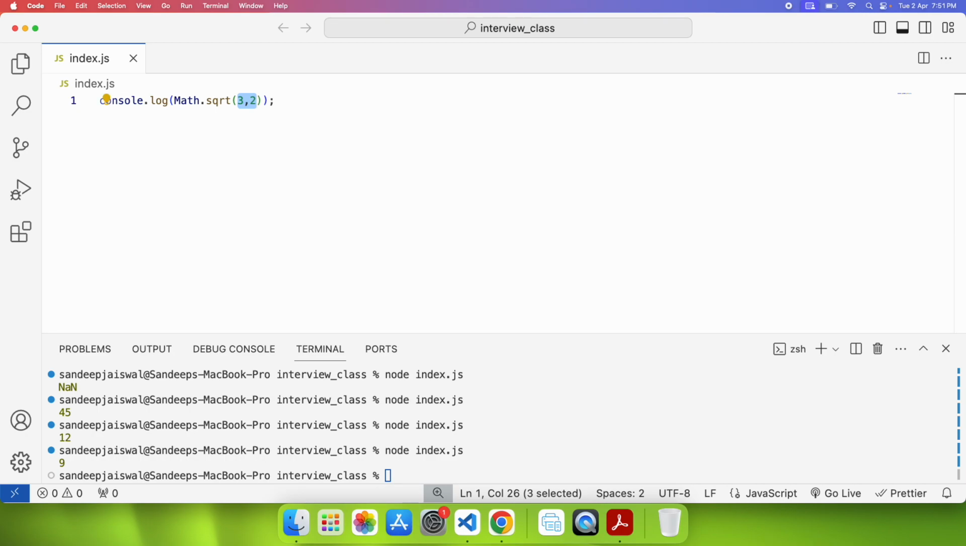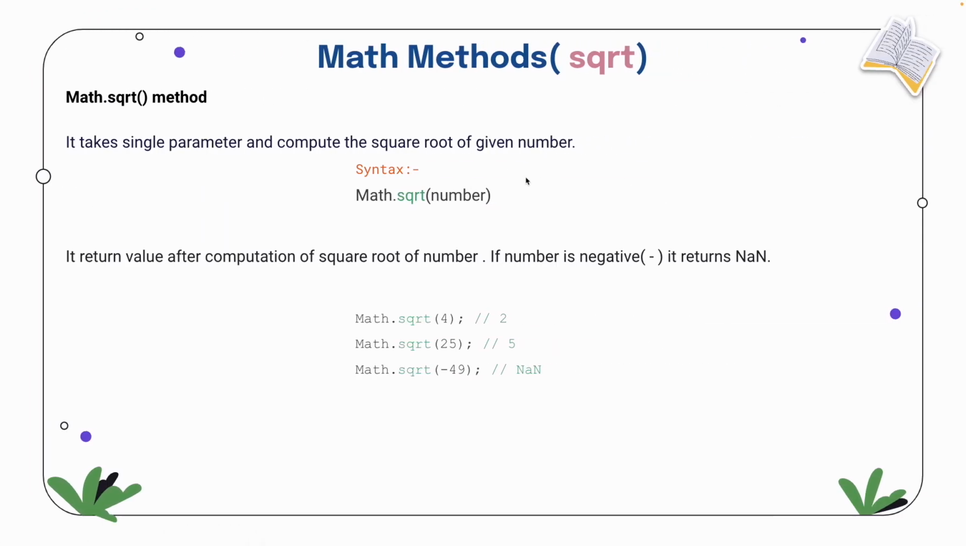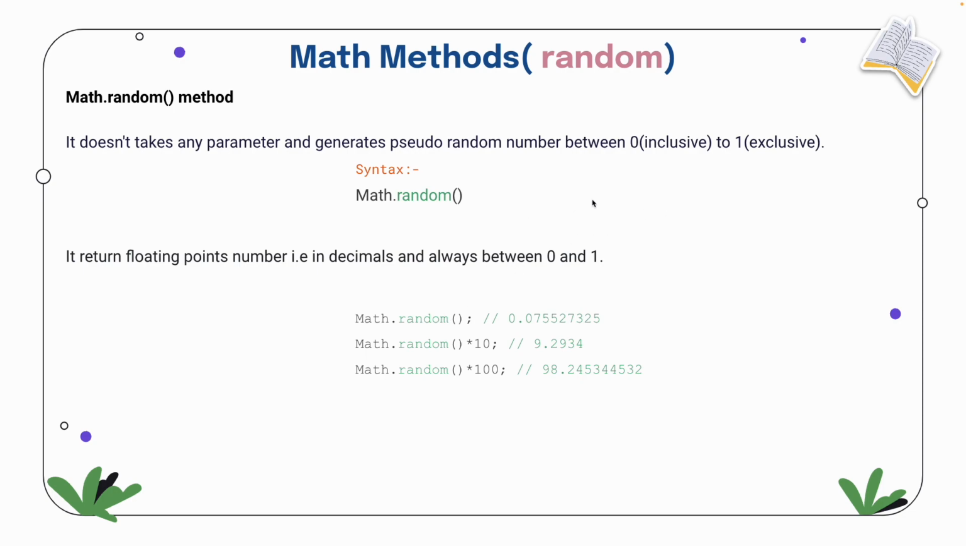Let's suppose I'm just writing 25. So the square root of 25 is 5. So this is square root. These are very simple methods. You just have to know how to use them, what the method is and what it does. Okay, next we'll go for random.